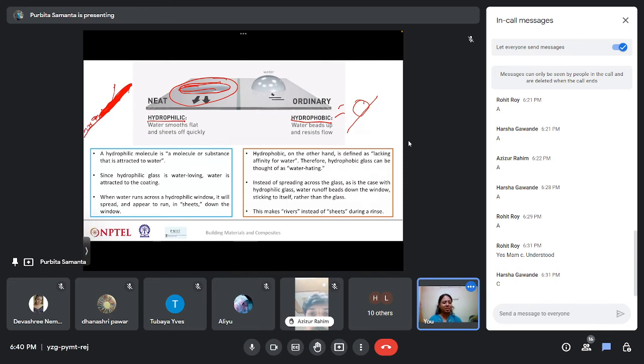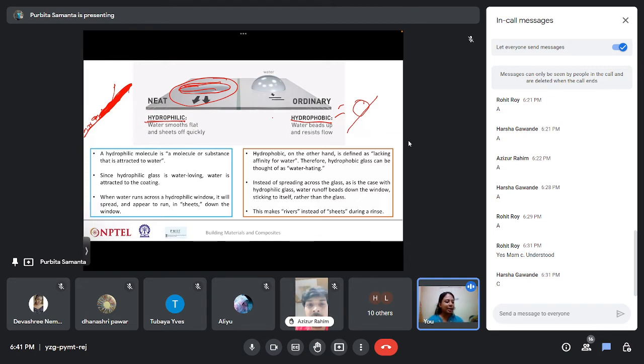Another thing, as I said, hydrophilic is water loving. So suppose you use soap water, then this hydrophilic glass will attract the soap particles and all those chemicals. And as a matter of fact, instead of getting a proper cleaning, it will be a kind of mess, if we use soap and all these things on hydrophilic glass. Whereas hydrophobic glass has a very different kind of mechanism altogether.